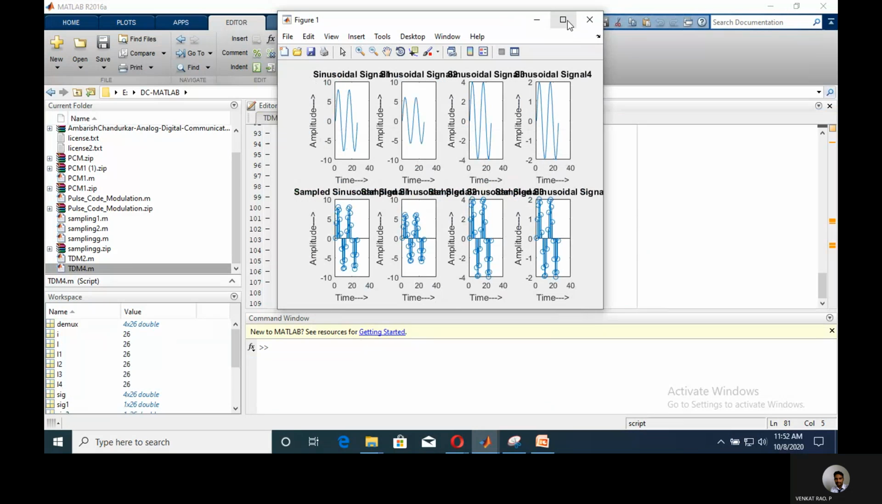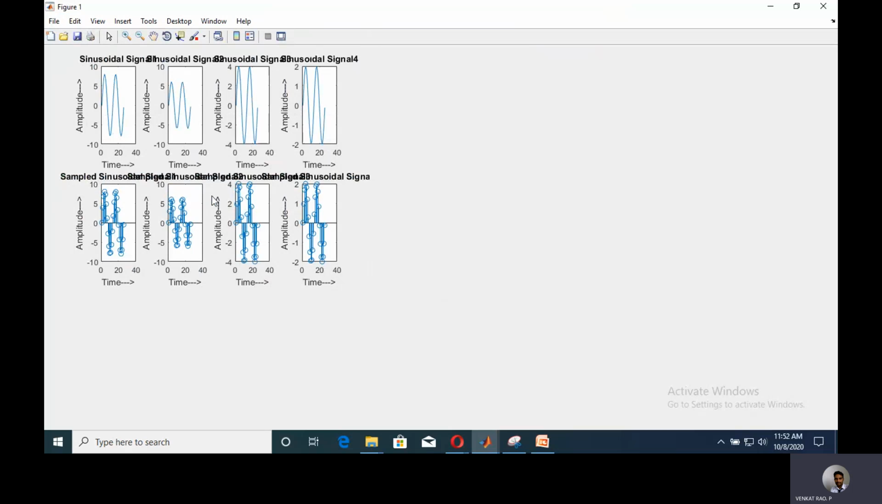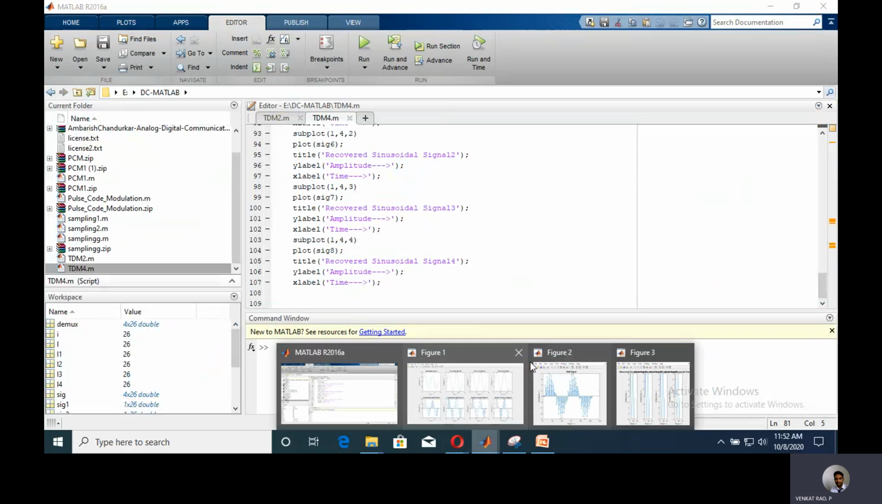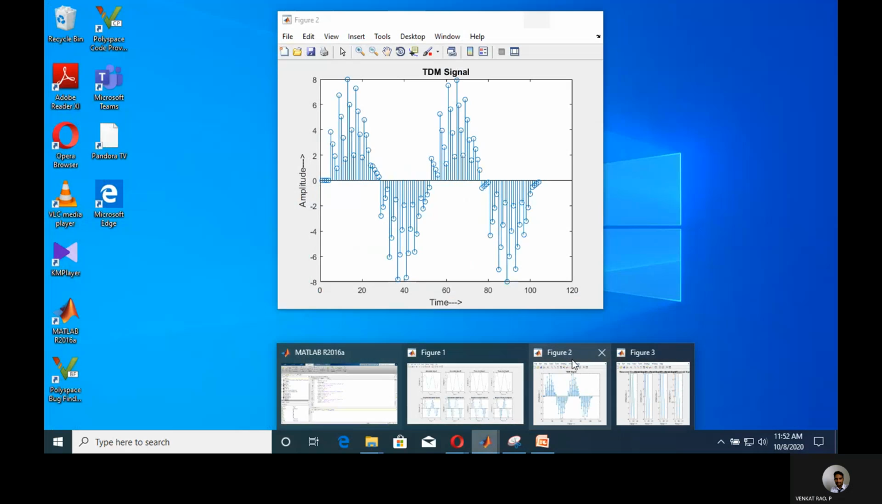If you observe this, I have taken four different sinusoidal signals. All of them are sinusoidal signals only, having different amplitudes. For example, this one has 8 volts, this one 6 volts, this one 4 volts, and this one 2 volts. So I have taken different amplitudes, and these are the corresponding sampled signals. Next, what is the multiplexed waveform for this?